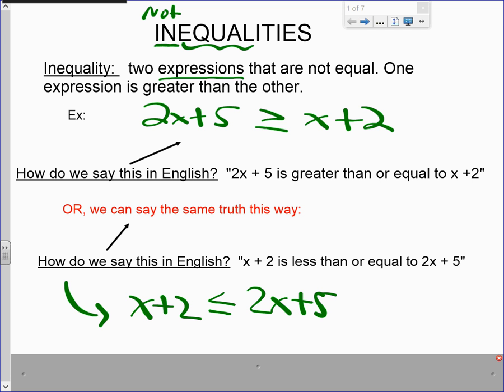Look what I did with the original inequality. I put the x plus 2 on the left, and look, I changed the symbol. And this is how we read this one. X plus 2 is less than or equal to 2x plus 5, as opposed to greater than or equal to. Look at the symbol. This is less than that. What's another way to say the same thing? This is greater than that. This truth and this truth mean the same thing. Think about that. Take your time and write it down. I'll give you about a minute.